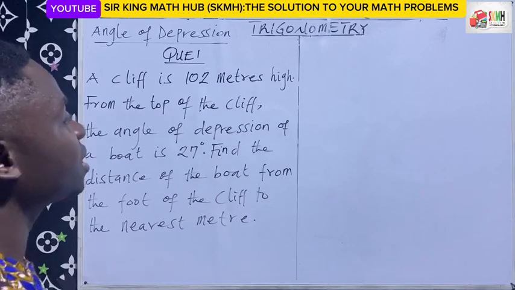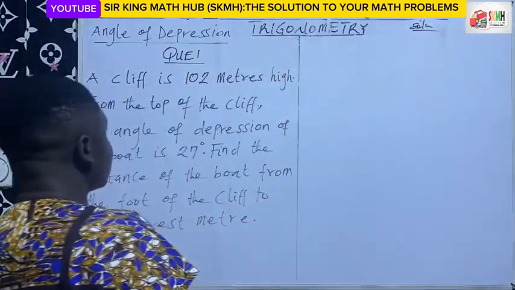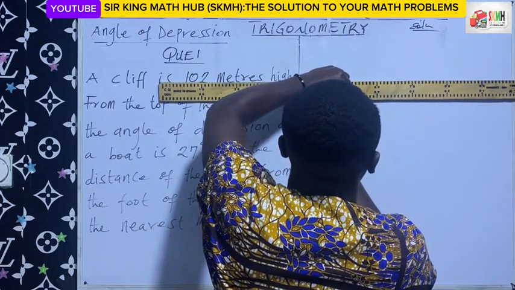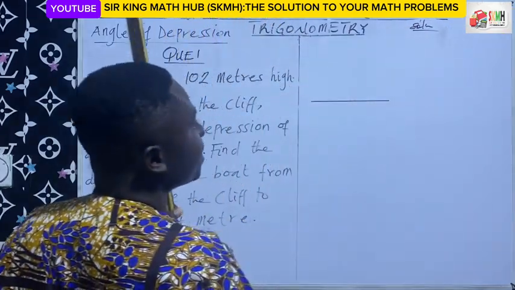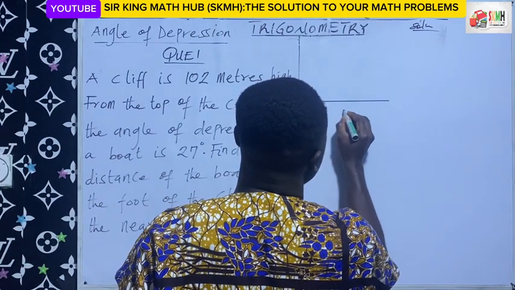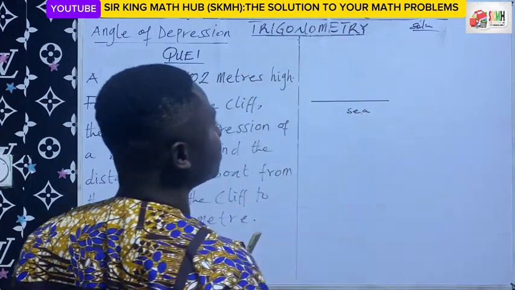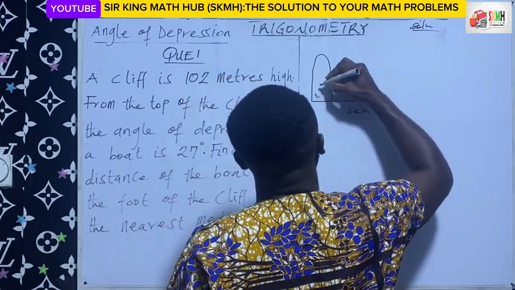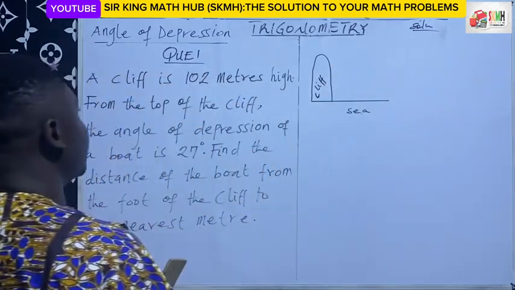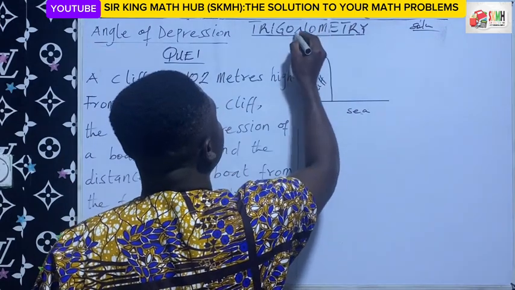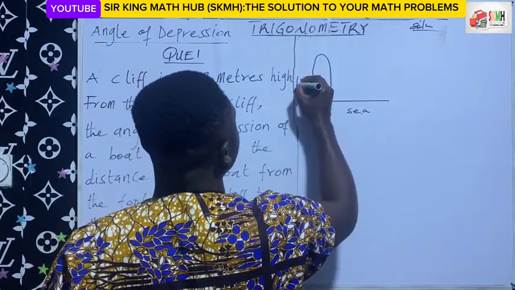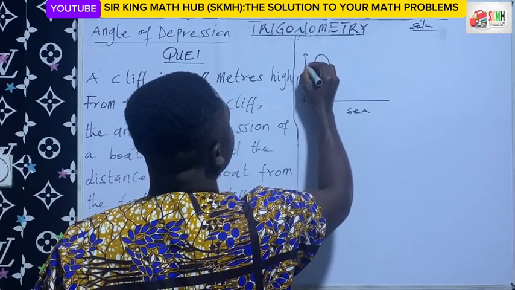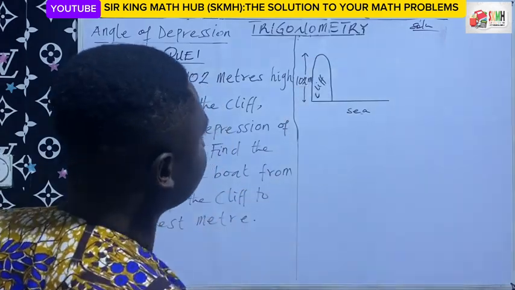So quickly, without wasting my time, let's represent this information on a diagram. So there is a cliff. A cliff is a highland whose base is embedded inside the sea. The whole of this line here represents the sea. And then we have our cliff. We were told that the height of this cliff measures 102 meters. That is the height of the cliff, 102 meters.